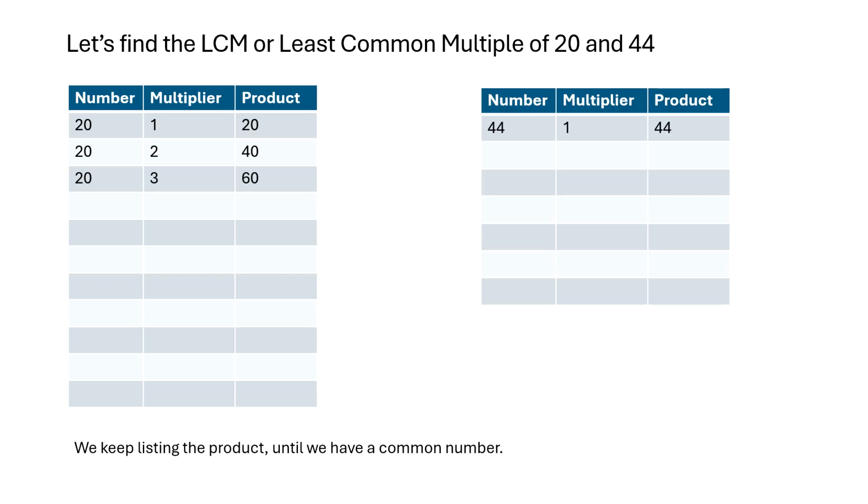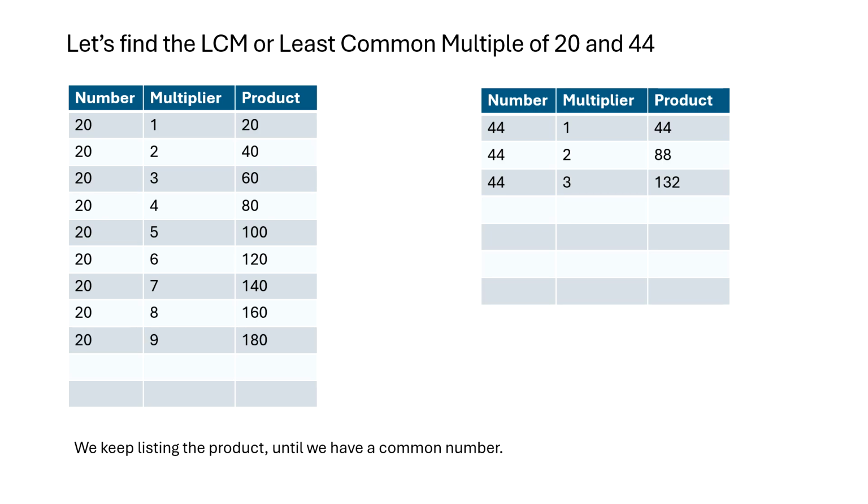20 times 3 is 60. 20 times 4 is 80. 44 times 2 is 88. 20 times 5, 100. 20 times 6, 120. 44 times 3 is 132. 20 times 7, 140. 20 times 8, 160.